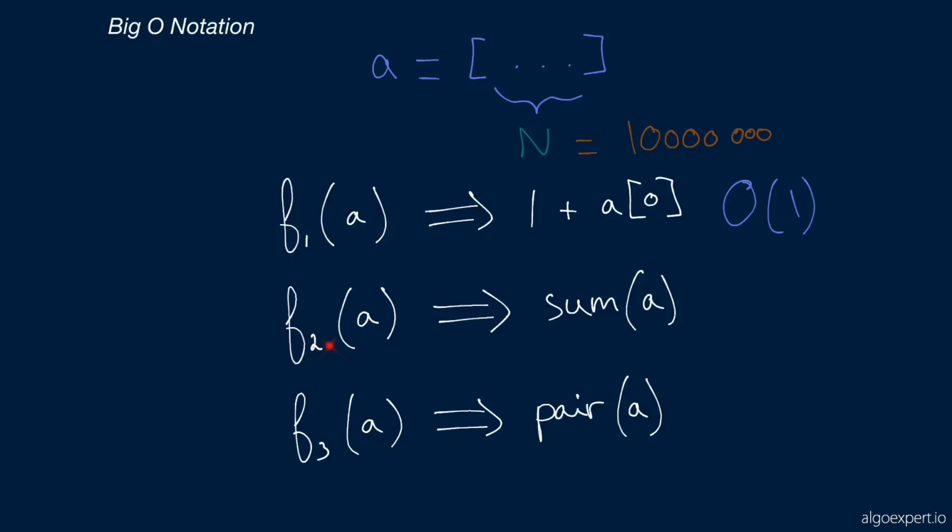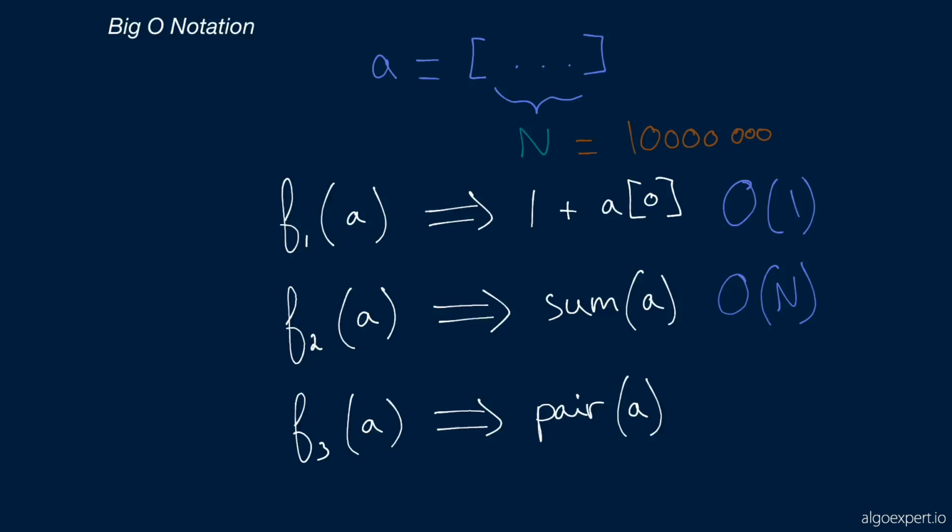For F2, the time complexity is what we call and write O of n time complexity. This can also be read as linear time complexity. This means that as the size n of the input array increases, the speed of the algorithm increases linearly.